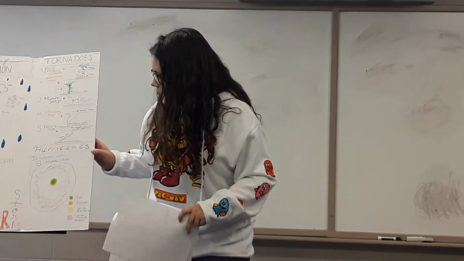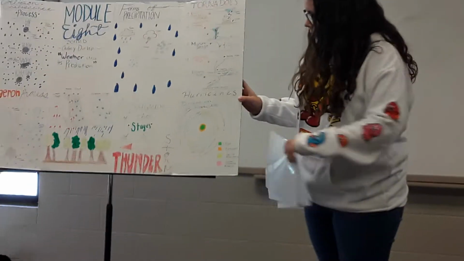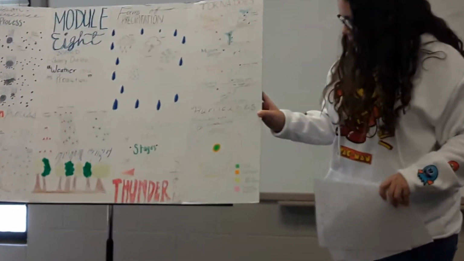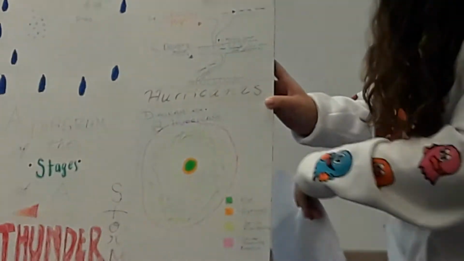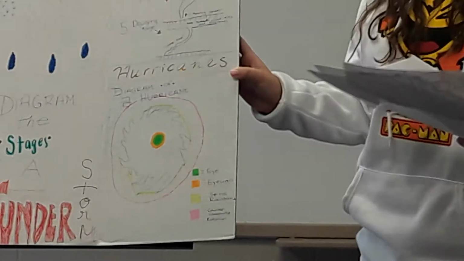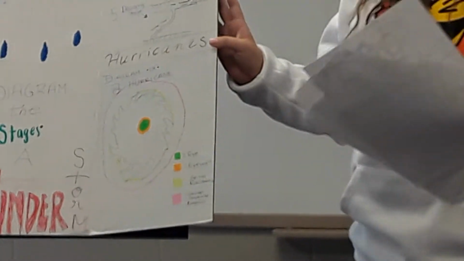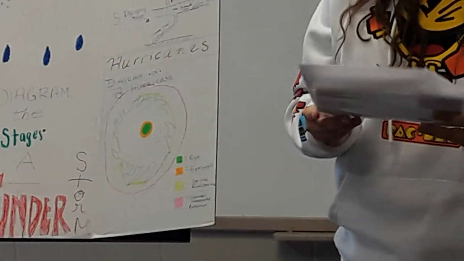And real quick, I'm just going to tell you the main parts of a hurricane. The green right here is the eye of the storm. The orange right here is the eye wall. The yellow is the spiral rain bands, and in this case for the pink, I decided the storm would be moving counterclockwise. So the pink shows that the hurricane is moving counterclockwise.